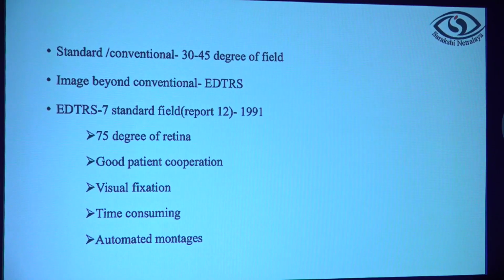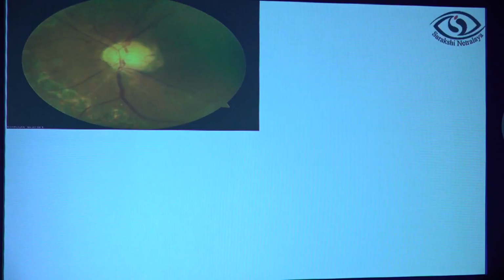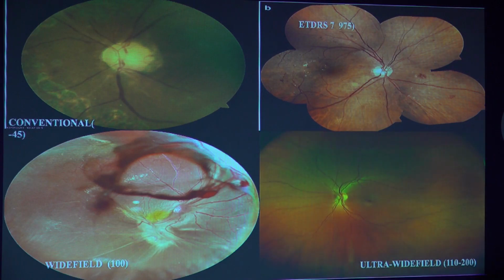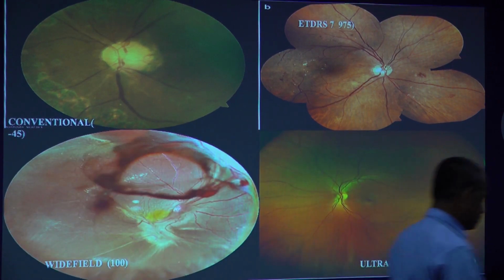So I would be sharing with you some of the cases. Well, this already we have spoken about. I think we will just come to my last part of it. This is what the difference is. Devendra has already said what we see in conventional ETDRS. You see about 75 degrees of retina, and wide field is about 100 degrees, and what you see in ultra wide field is more than 110 to 200 degrees. So this is the difference in what you see.